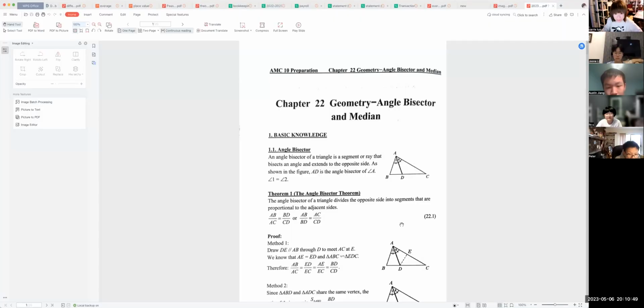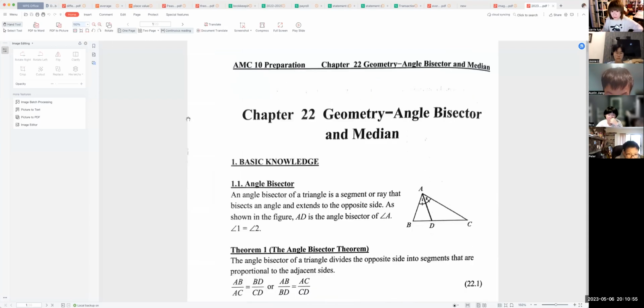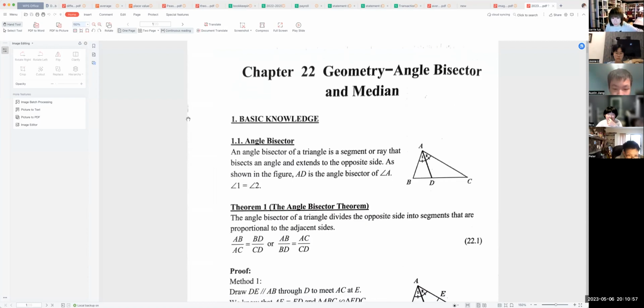Okay, so let's take a look at this one. Angle bisectors. Let's take a look at this part first. What does the angle bisector mean? Boys and girls, there's a line that cuts angle A into equal parts, 1 and 2. Understood, everybody? So we say AD is the angle bisector.